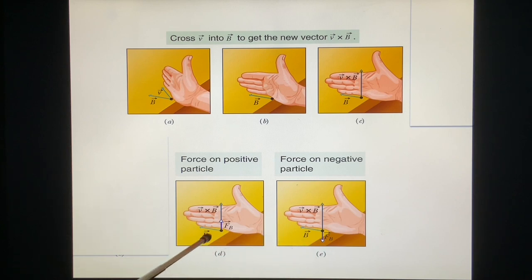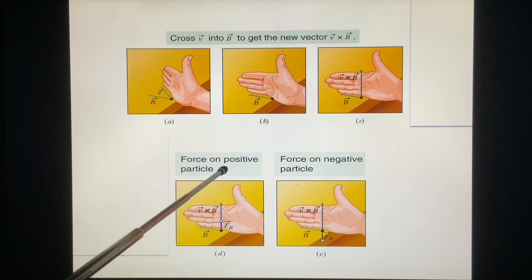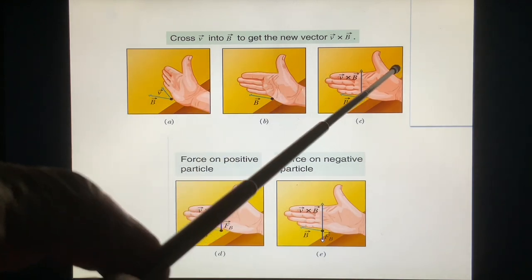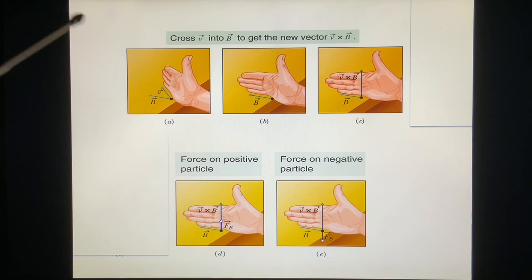Now, if this is a positive charge, then with this V cross B, the Fb is in the same direction. If it's a negative charge, then Fb is opposite to the V cross B direction, okay? V cross B is always the same, never changes. Fb depends on the sign of the charge Q.